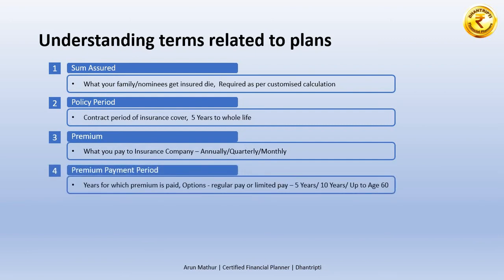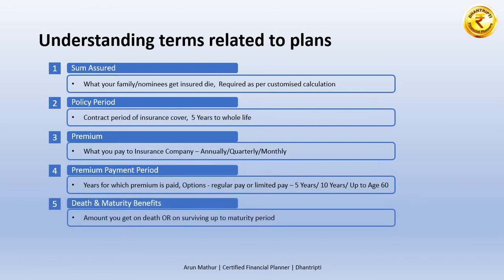Next term is premium payment period. This is the number of years the insured person is going to pay premium for. So you have regular pay plans and limited pay plans. If you are paying for 5 years, 10 years, or sometimes even up to the age of 60, these are limited payment plans. And if you continue to pay for the entire policy period, then it's called regular pay.